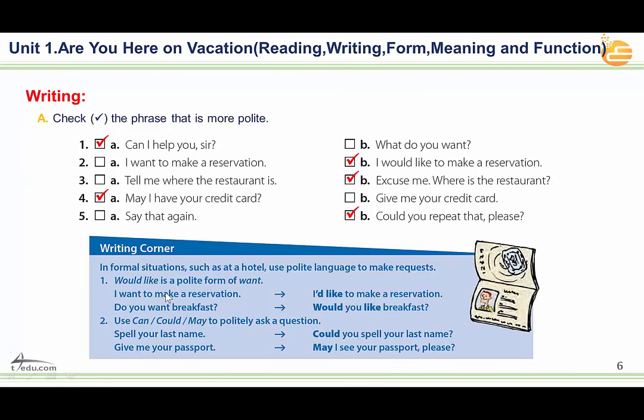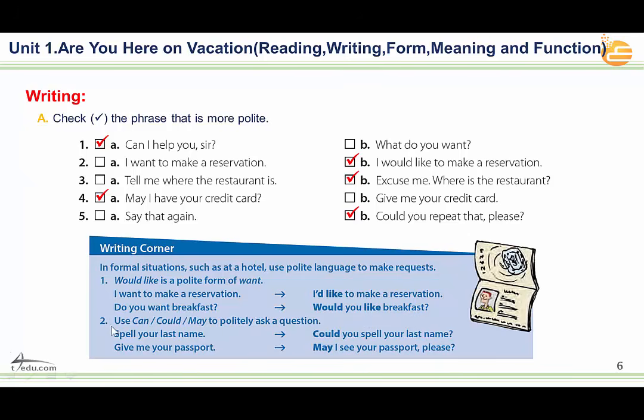Use would like instead. For example, don't say I want to make a reservation. You have to say I would like to make a reservation. Or the short form, I'd like to make a reservation. It's more polite. It's better. If you want to say, do you want breakfast? You have to say, would you like breakfast? Would you like breakfast? This is beautiful.